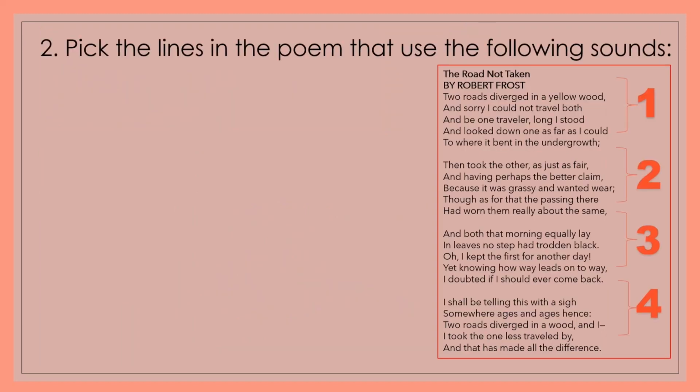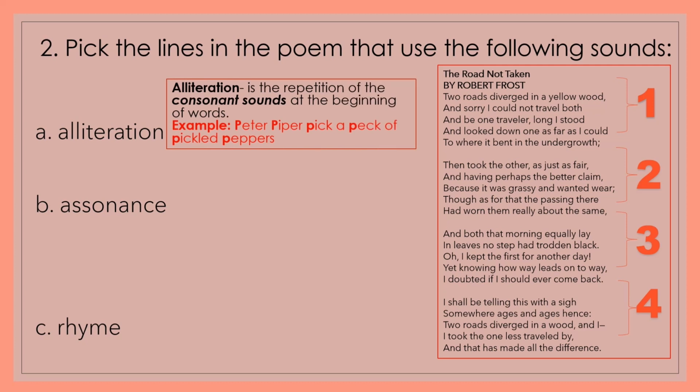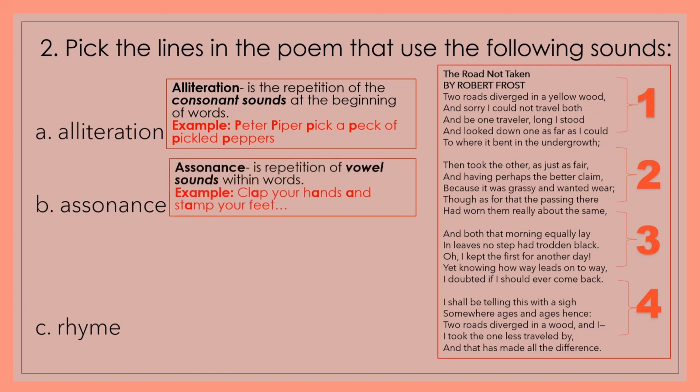Second, pick the lines in the poem that use the following sounds: alliteration, assonance, and rhyme. Alliteration is a repetition of consonant sounds at the beginning of words. So the perfect example here is Peter Piper picked a peck of pickled peppers. Meanwhile, assonance is repetition of vowel sounds within words, like clap your hands and stomp your feet.